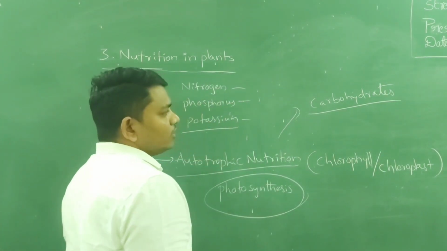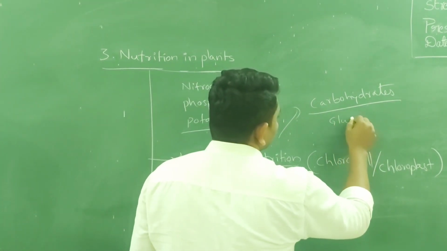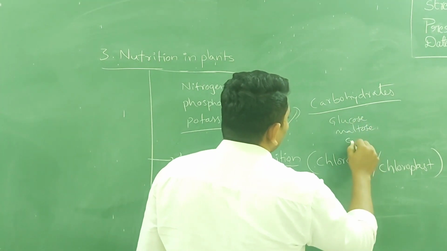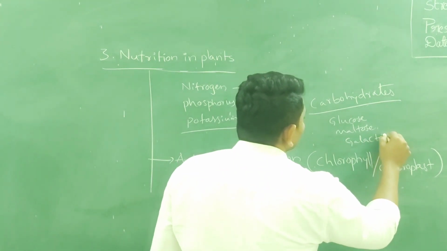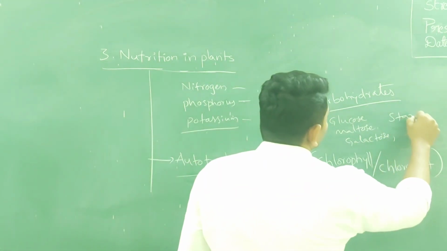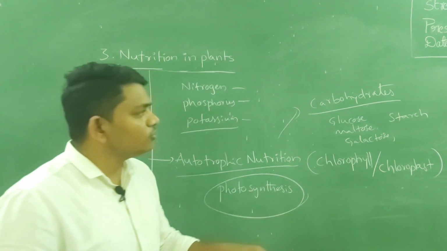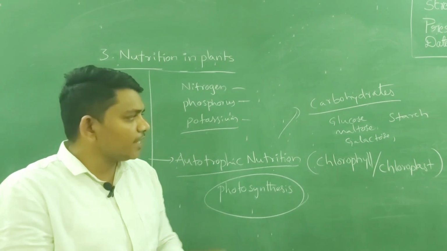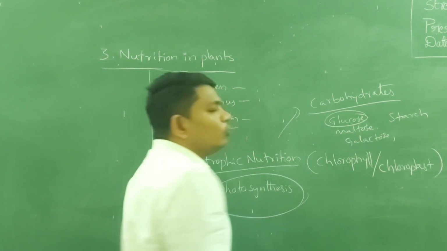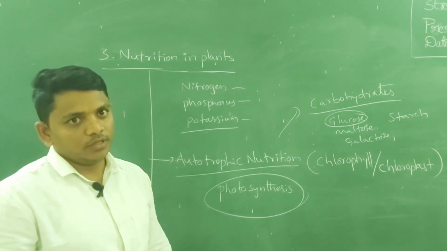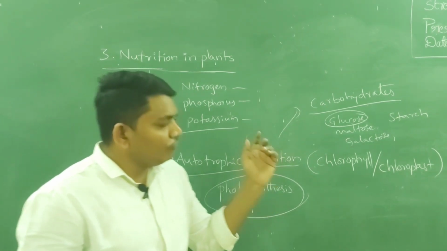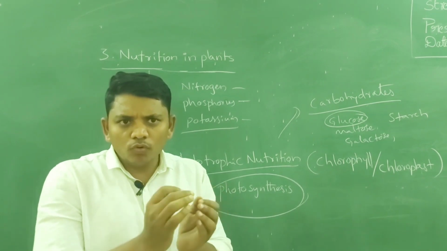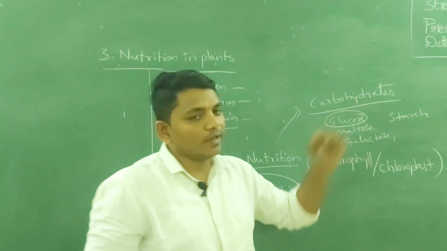We have some examples of carbohydrates: glucose, maltose, galactose, starch. So these are different names for the carbohydrates. Usually the plants synthesize glucose in the photosynthesis process. Whenever glucose is synthesized by the plant, immediately the glucose will be converted into starch.